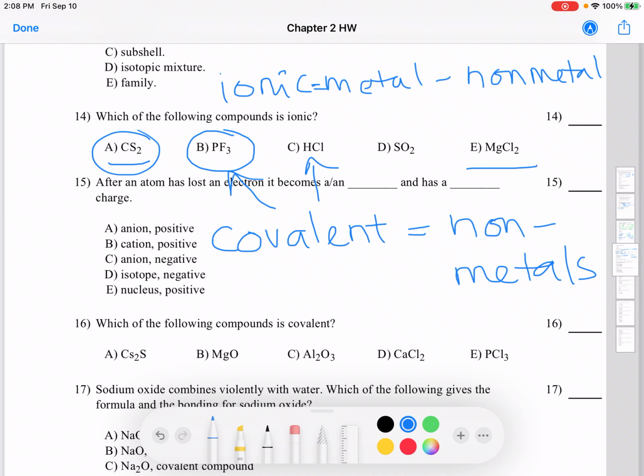And then when you look at magnesium chloride, magnesium is a metal, and chloride is a non-metal, so it is an ionic compound between a metal and a non-metal. And for ionic compounds we don't use prefixes. We do not call magnesium chloride magnesium dichloride. That would be magnesium chloride.